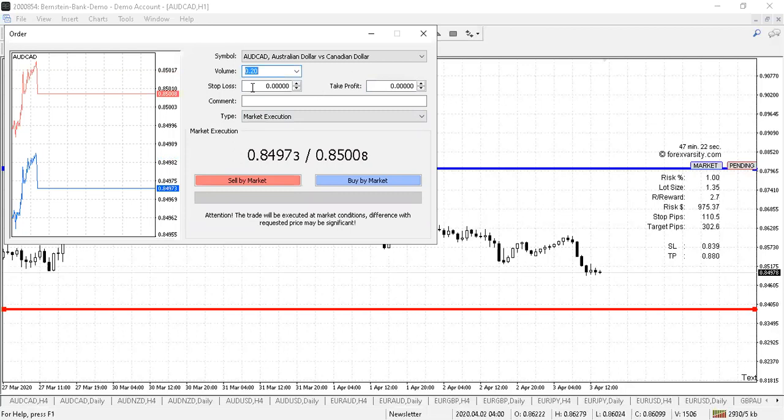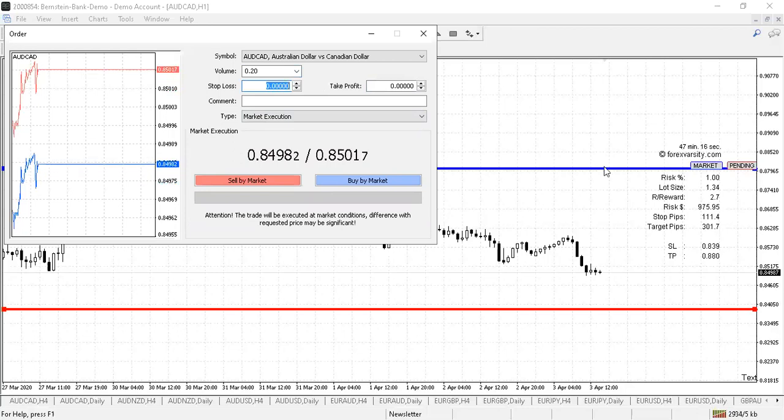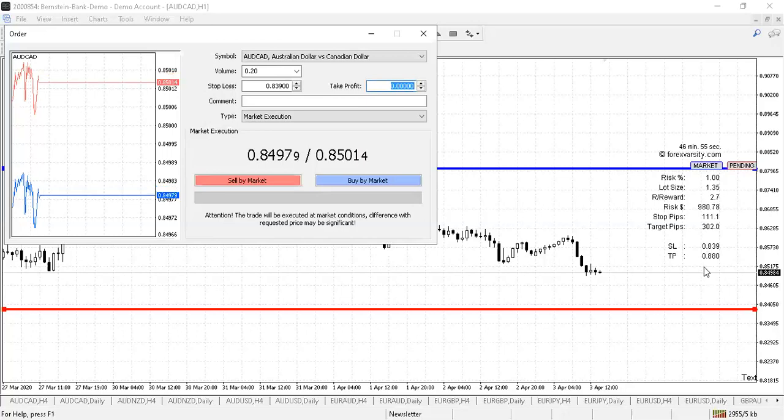Okay, so first of all, the stop loss. We just highlight all of those zeros, and then we go down to where it says SL on our Forex Varsity tool, and we just copy that number. So our stop loss is 0.839. Don't worry if there's a couple of extra zeros, just leave that and go on to the take profit. Highlight the take profit there, and you can put in 0.880 as per our Forex Varsity tool just down here next to the TP.